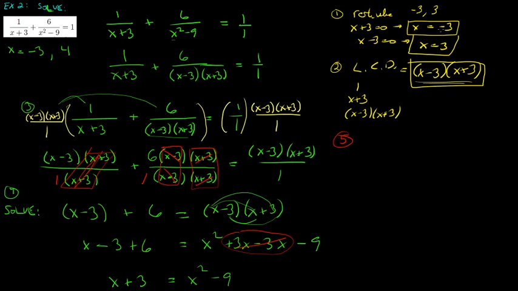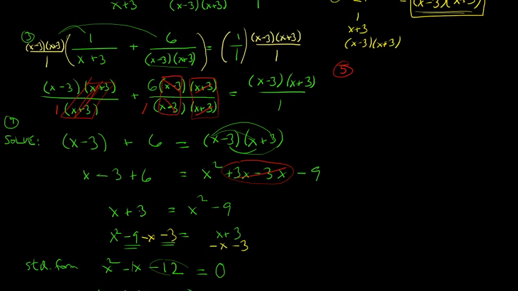But notice that, let's go back to step 1. Step 1 was to find the restricted values. The restricted values were negative 3 and positive 3. Well, look at that. We got negative 3 as our answer. Negative 3 cannot be an answer. It's a restricted value. Restricted means not allowed, right? Negative 3 is not allowed as our answer. So right away, we can cross that off the list. It's not a solution.